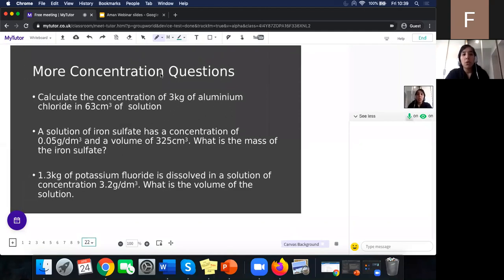Calculate the concentration of 3 kilograms of aluminium chloride in a 63 centimetres cubed solution. These are all foundation questions. So calculate the concentration of 3 kilograms of aluminium chloride in 63 centimetres cubed of solution. What do we think? What do we need to do? What's the equation?